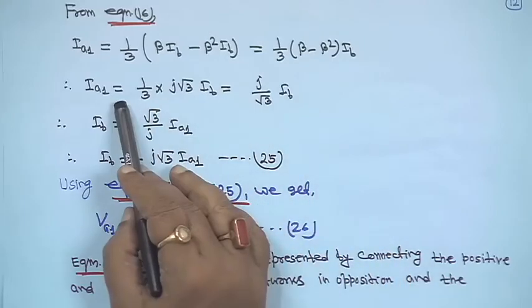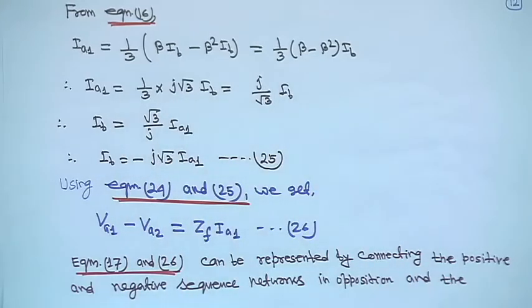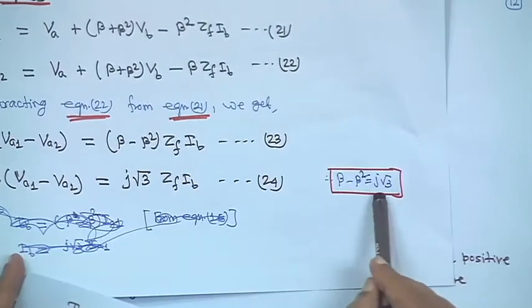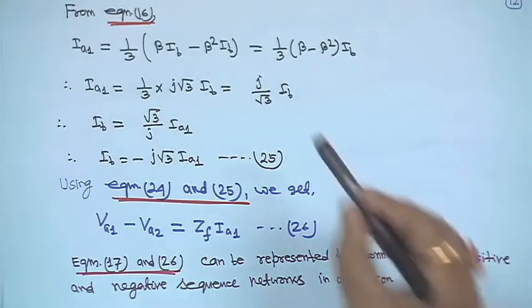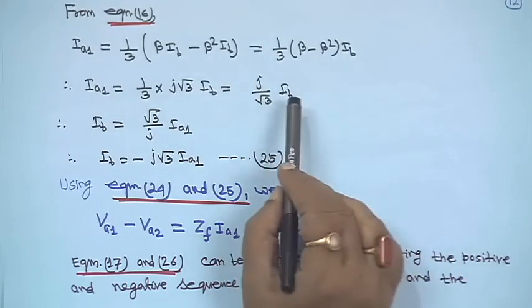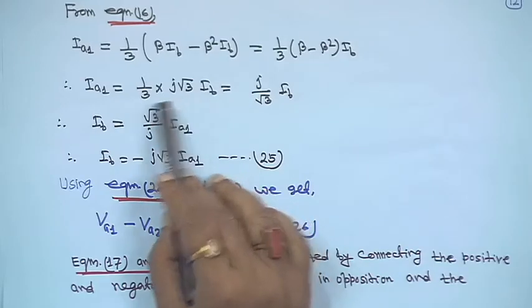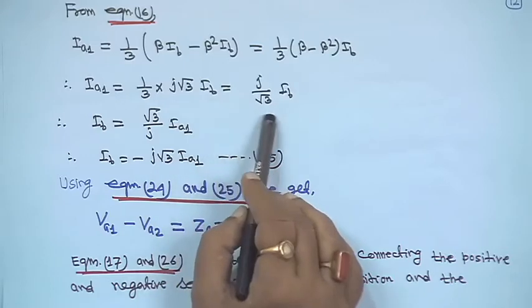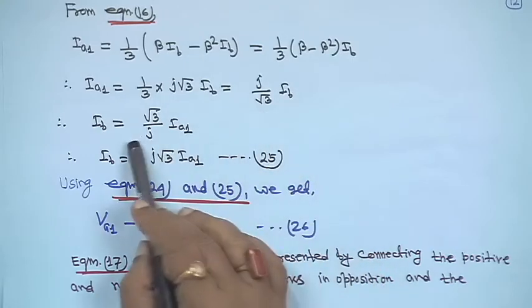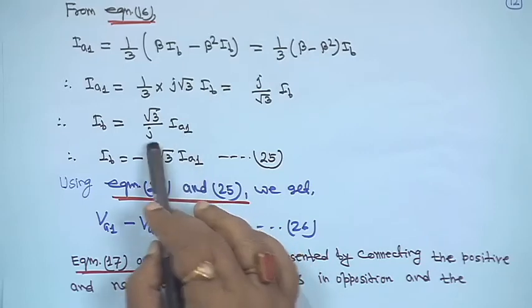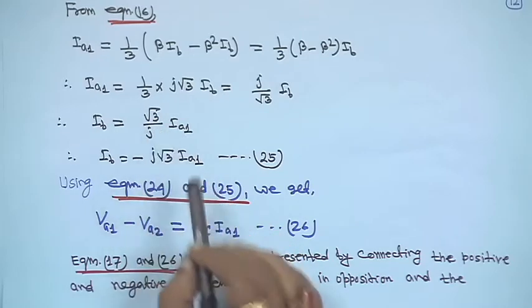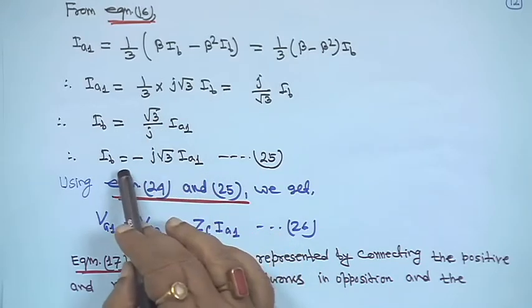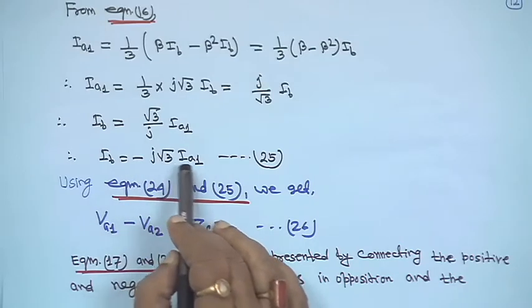So IA1 is equal to 1/3, and beta minus beta square is equal to j into root 3, as I gave you. So here you put beta minus beta square equal to j root 3. IA1 is equal to 1/3 into j root 3 into IB, which is j by root 3 IB. That means IB is equal to root 3 upon j IA1. Multiplying numerator and denominator by j, it becomes j square, which is minus 1. So IB is equal to minus j root 3 into IA1.